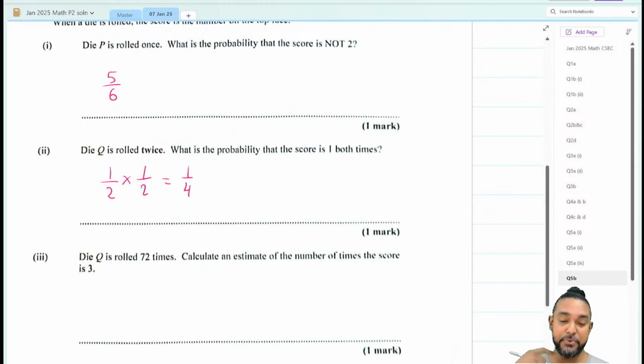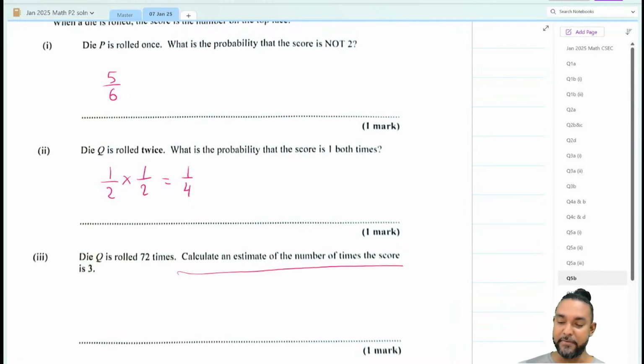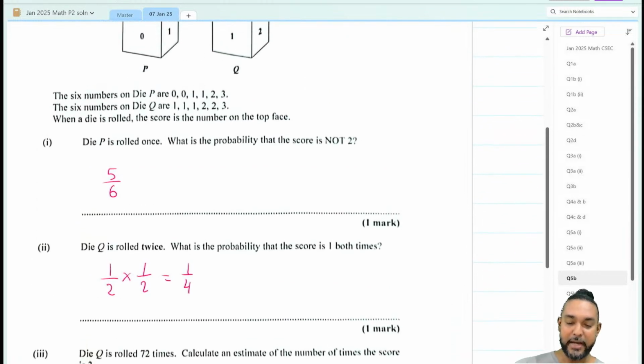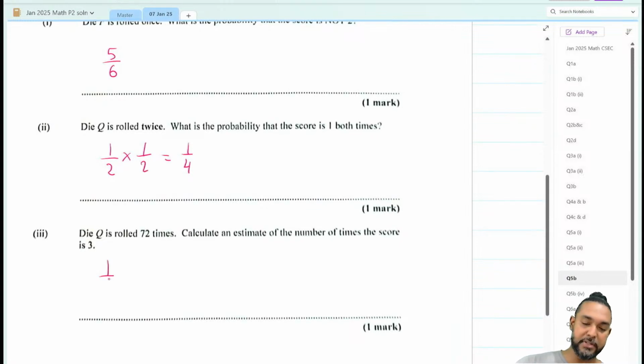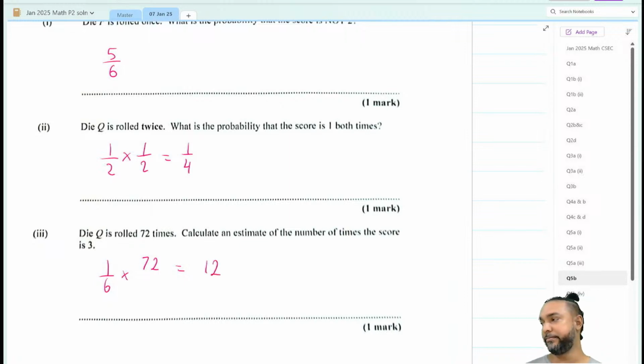Die Q is rolled 72 times. This is the question that caught me off guard when I first browsed through the paper. Like 72 times? And I was like, something to the power of 72. And I'm like, 1 mark? Calculate an estimate of the number of times the score is 3. So I overblew the question. On die Q, you have 6 faces, one of which is 3. So the probability you roll a 3 is 1 out of 6. And if you had 72 rolls, 6 will cancel with 72, 12 times. So when I calm myself down, I'm like, 72 rolls, that's craziness. Like, okay, just calm down, Chris. So again, little lesson: stay calm in the exam.